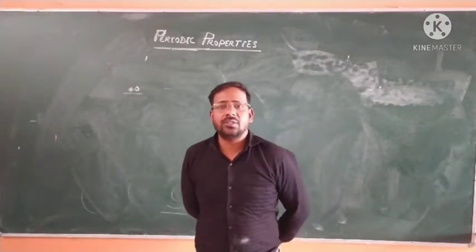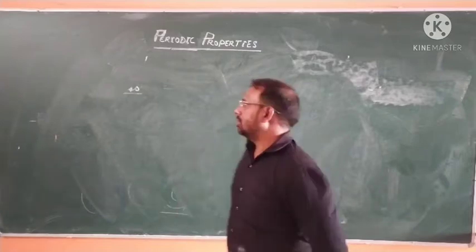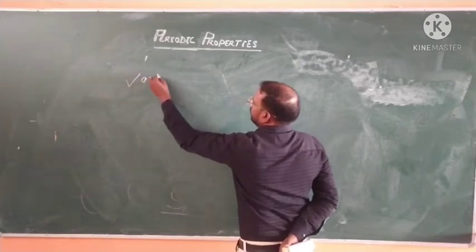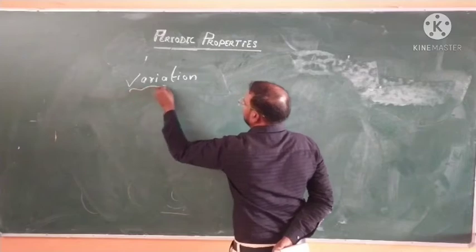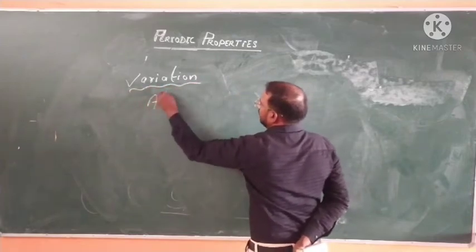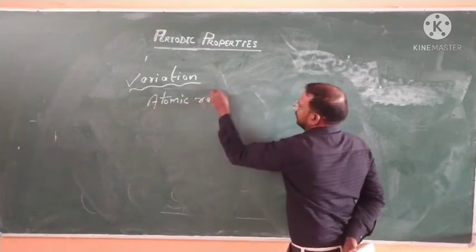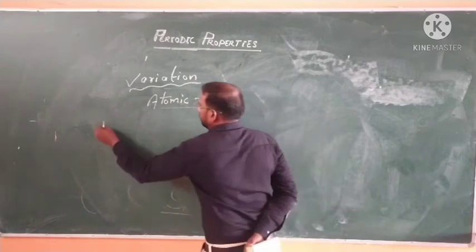In a previous lecture, we were discussing the atomic radius. So here, we will talk about the variation of atomic radius. What is that? Atomic radius. First, we will talk about group.